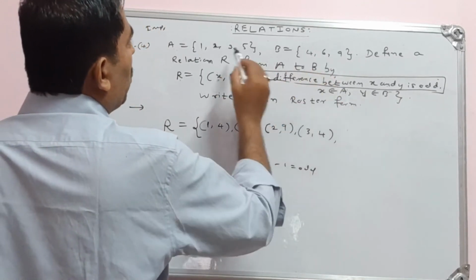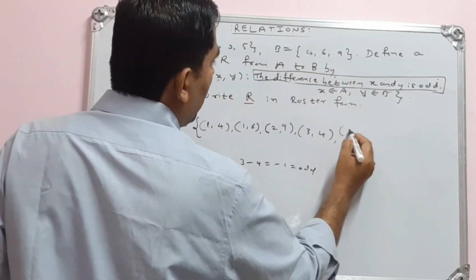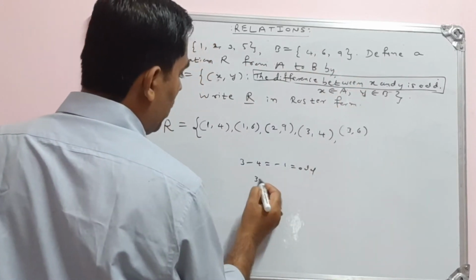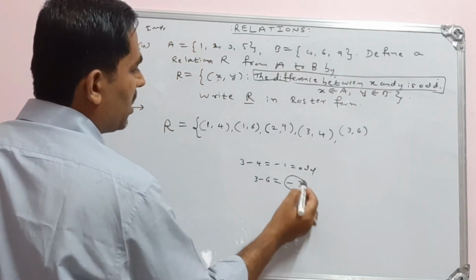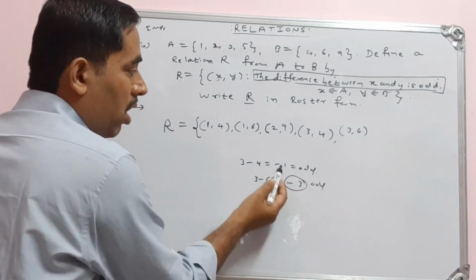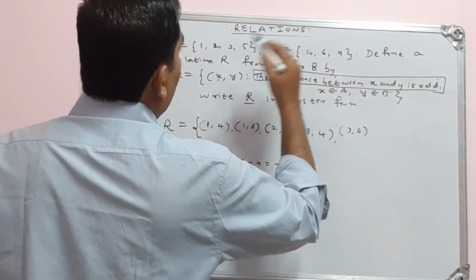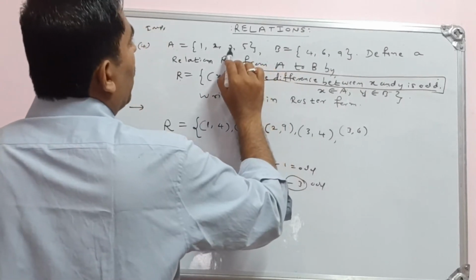Then see 3 6. I can write 3 comma 6, because the difference, 3 minus 6, that will be what? Minus 3. Once again it is odd, so it gives me odd numbers. So 3 6.